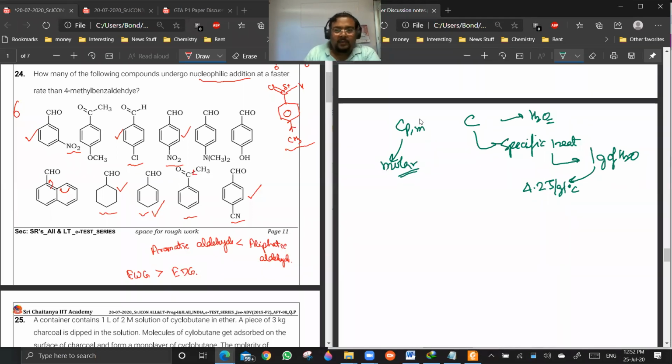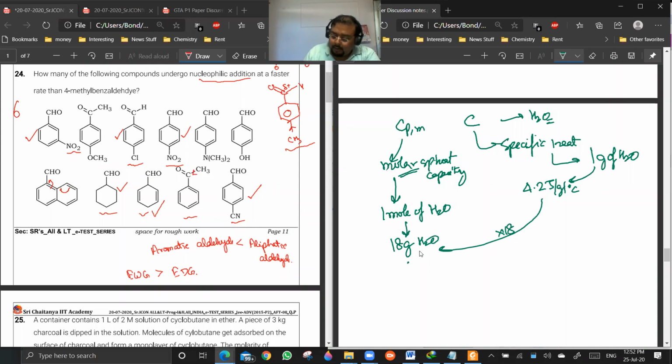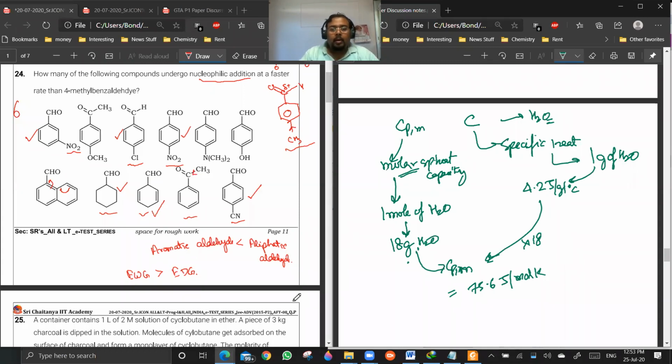Now, molar specific heat capacity, CPM or CVM. For water, CPM and CV are the same. This is basically molar specific heat capacity, so it is defined for 1 mole of water, which is 18 grams of water. So this into 18 will give me CPM. If you do the calculation, it will be like 75.6 joule per mole Kelvin. Are you getting my point? Yes or no? Shinya, are you there? Yes, sir.